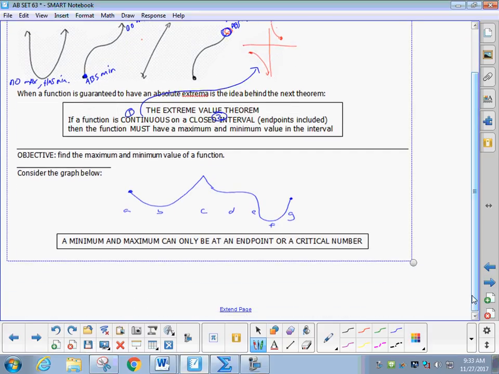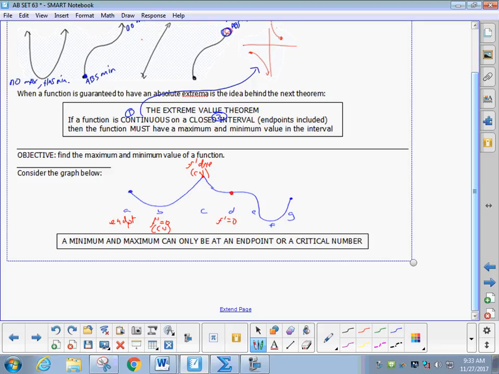Now consider this picture here. This is a place where we're going to look. It's going to govern where we're looking. You can see that A is special because it has an endpoint. B is special because the derivative is 0, and therefore it's a critical number. C is obviously a good candidate for max because it's higher than the others. And what's going on at C? F prime is undefined or does not exist, which makes it a critical number.